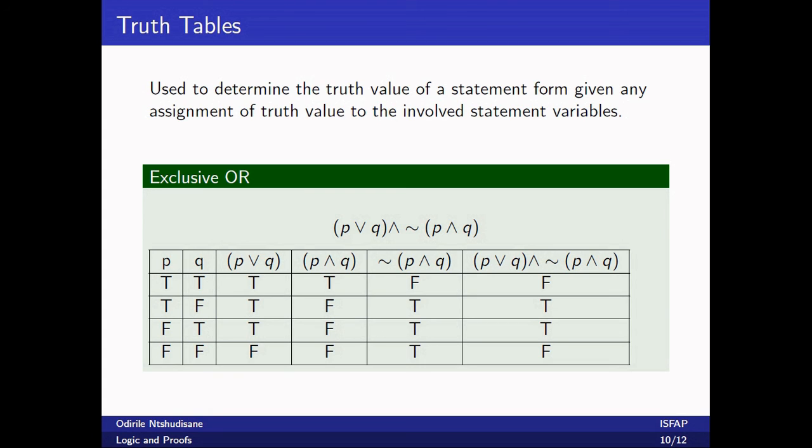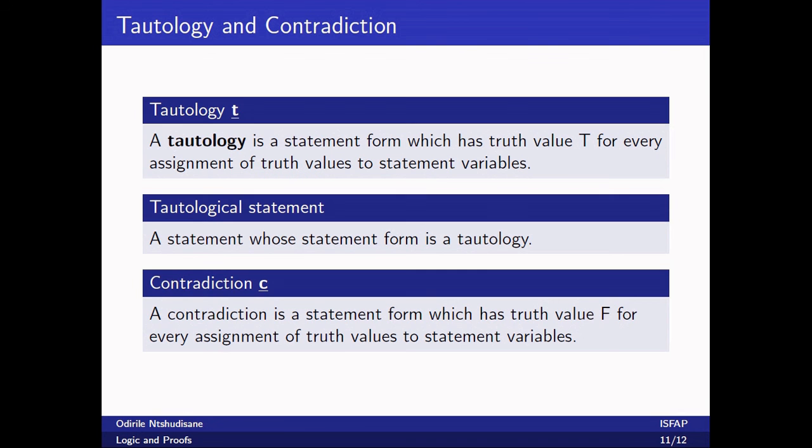Similarly, we can fill the rest of the table with the given truth values of P true, Q false, P false, Q true, and P and Q both false.